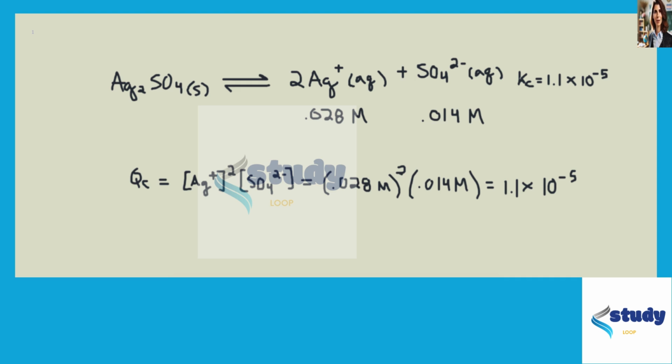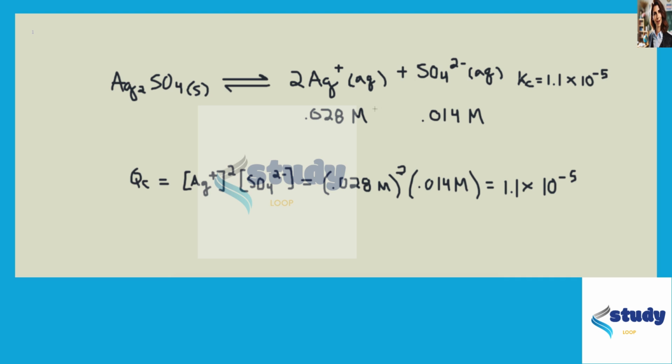So that one more time. You take the mass of silver sulfate, you convert it to moles of silver sulfate, then you convert moles of silver sulfate to moles of each of the products, and then you divide those numbers by the volume that this reaction is occurring in to get the concentration of each of the products. The concentration of silver we find is 0.028 molar, and the concentration of sulfate is 0.014 molar.